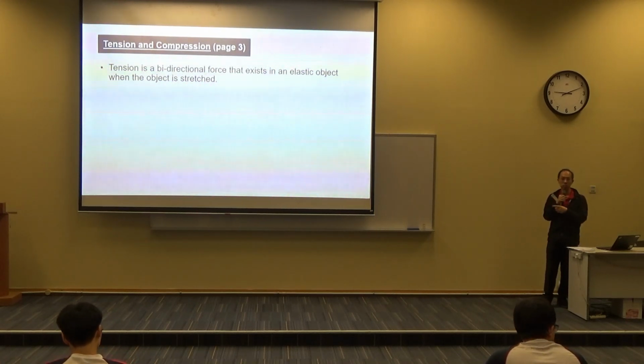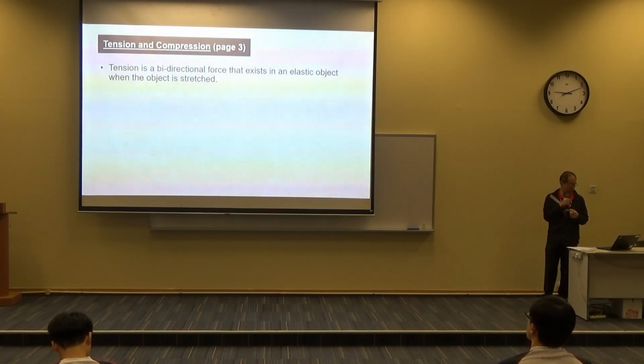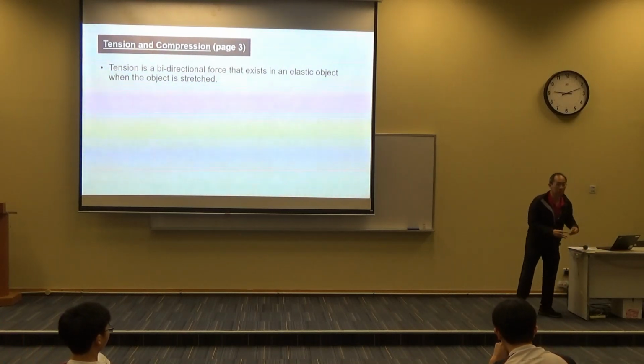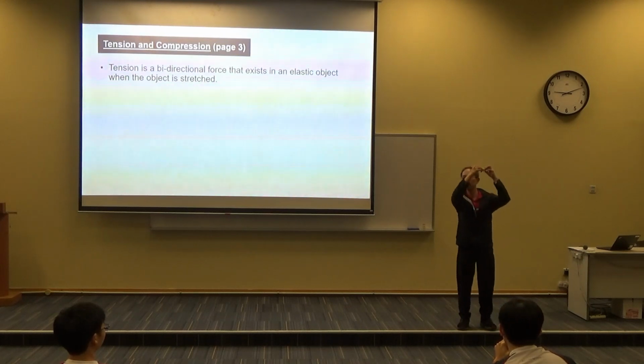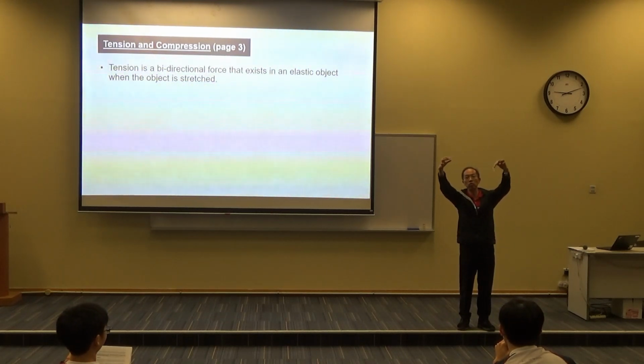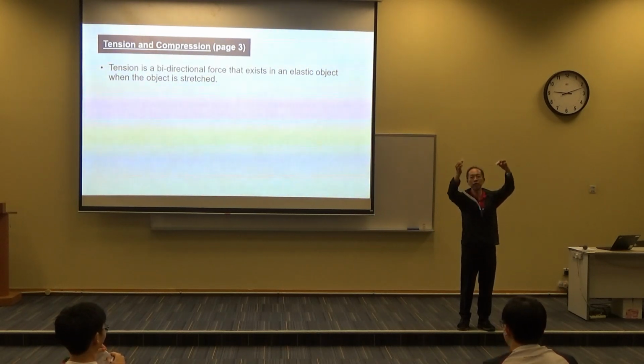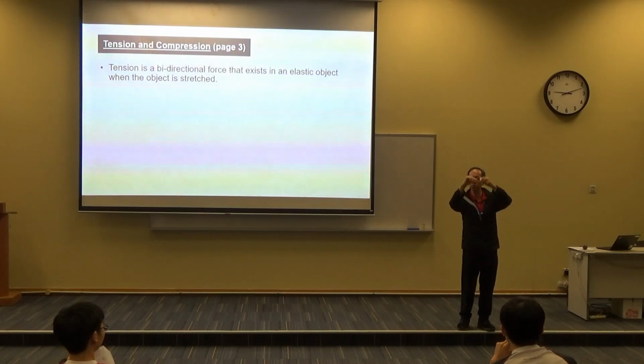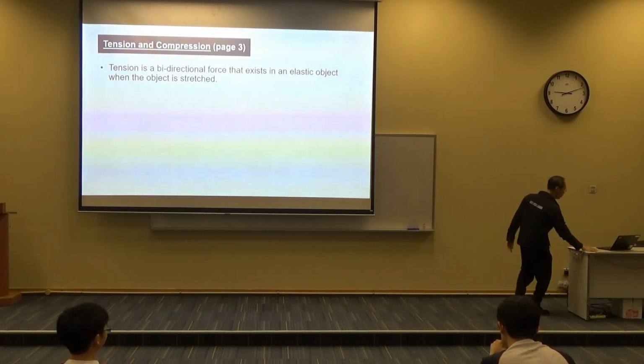So first will be on tension. Now the basic idea is this. Tension is a bidirectional force. Meaning bidirectional. Now, if I let go, it goes this way. If I let go the other side, it goes the other way. It seems to show that tension has 2 directions, and this is what we need to know.